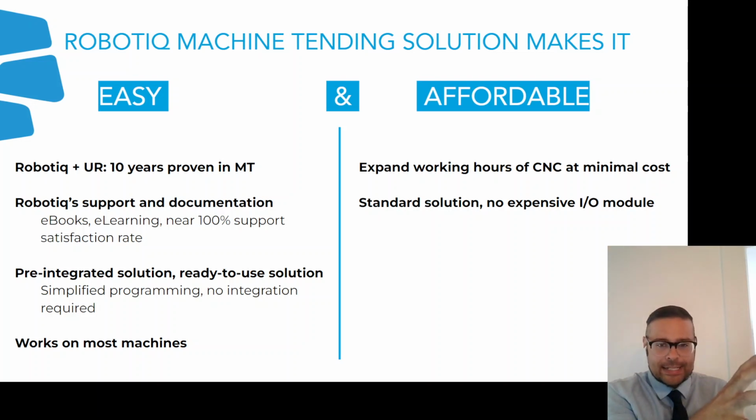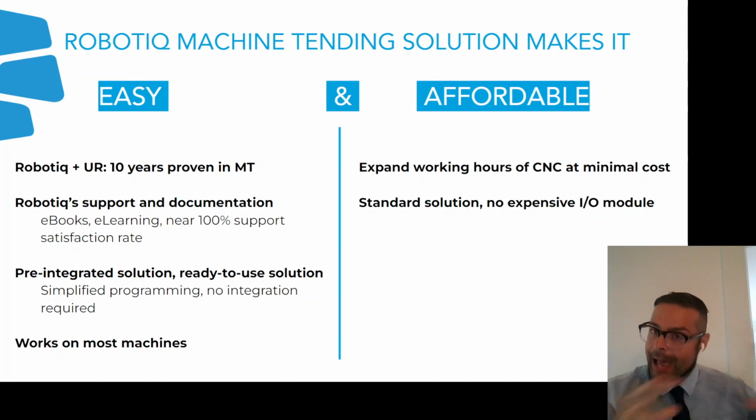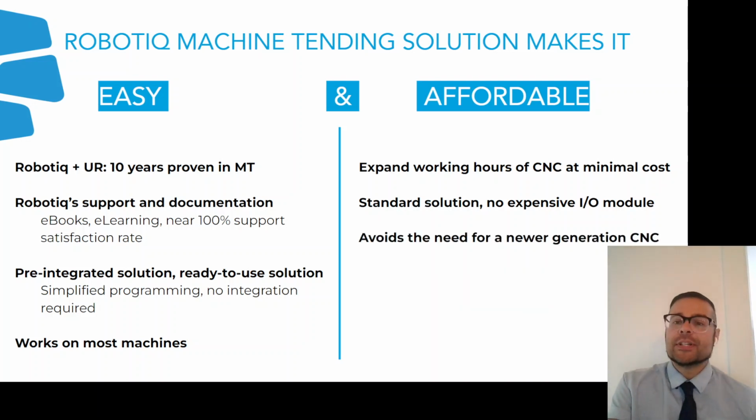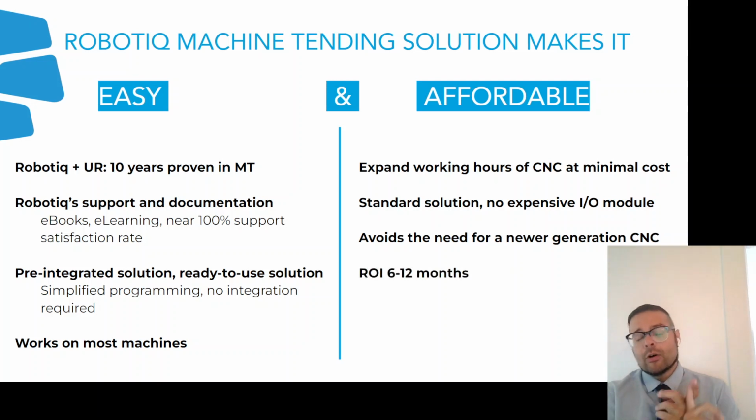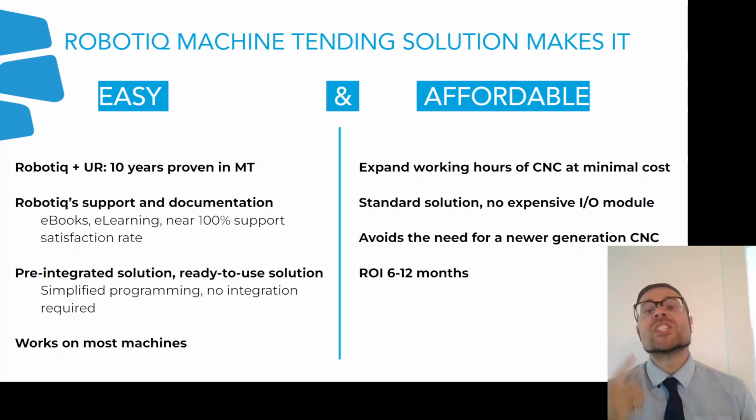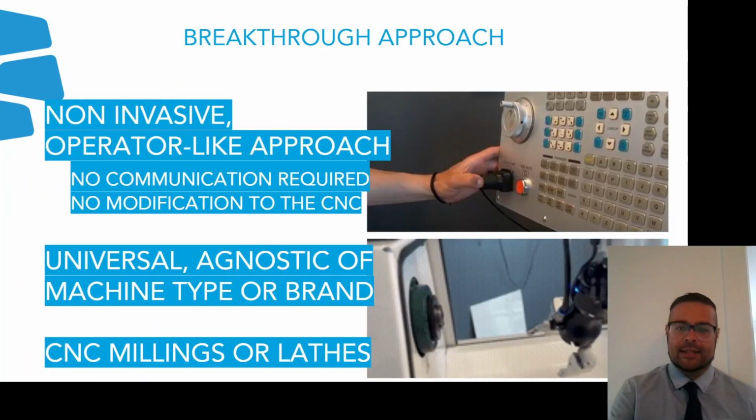Everything can stay exactly as it is, and the solution will use the system as is. It avoids the need for a newer generation CNC machine. Even if we're looking at an existing older machine with everything manual, push buttons, push pedals, no door opener, so the operator has to open and close manually, our solution will be compatible with this. So a newer generation CNC is not mandatory. The ROI is somewhere between 6 and 12 months, which is very good for an automation solution like that.